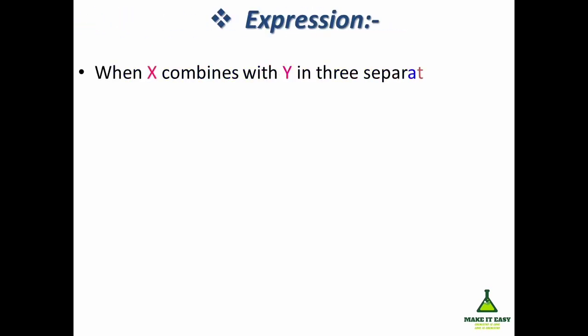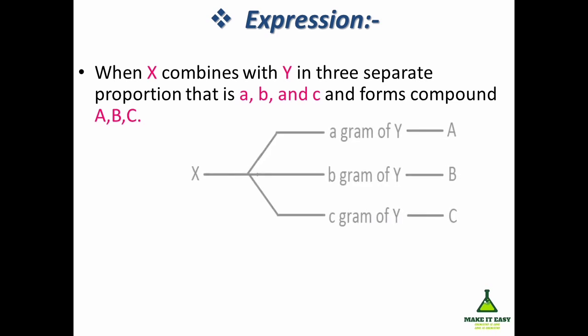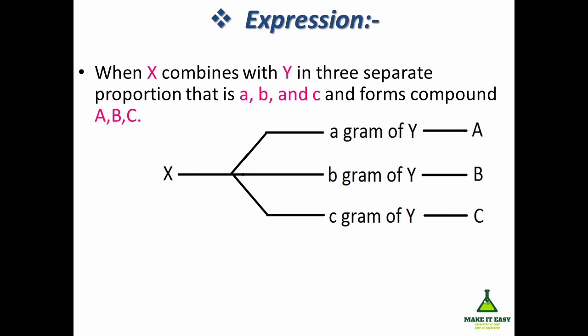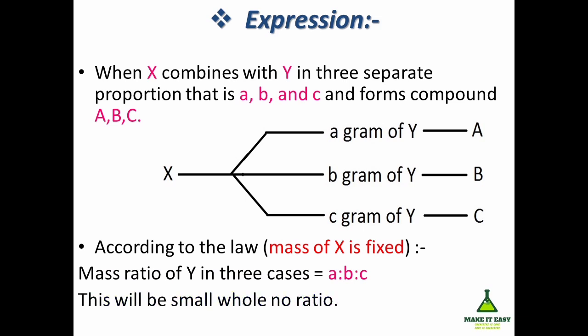For a better idea, I will give you an expression of this law. Let x combine with y in three separate proportions like a, b and c to form three separate compounds, that is A, B and C capital. In the picture you can see that x is combining with small a gram of y to form capital A, small b gram of y to form capital B, small c gram of y to form capital C. Now the mass ratio of y in three cases will be small a is to small b is to small c, and they must be in a small whole number ratio.